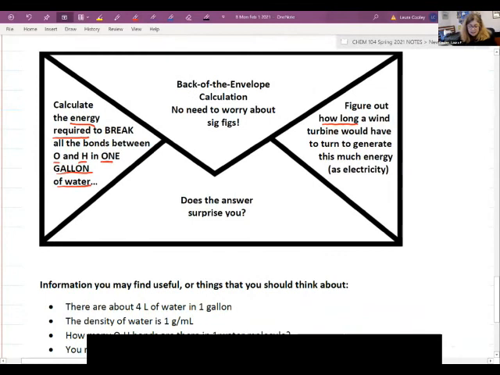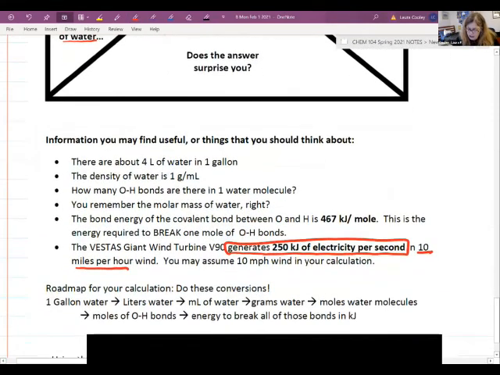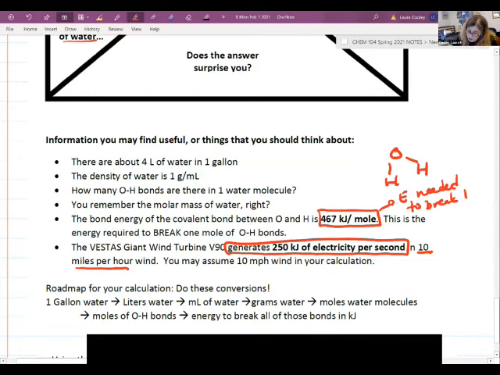But how are you going to figure out the rest of it? The energy required to break all the bonds between O and H in 1 gallon of water. Well, one thing you need to know is given to you here. The bond energy for the covalent bond between O and H, the energy needed to break 1 mole of these bonds, is 467 kilojoules per mole.